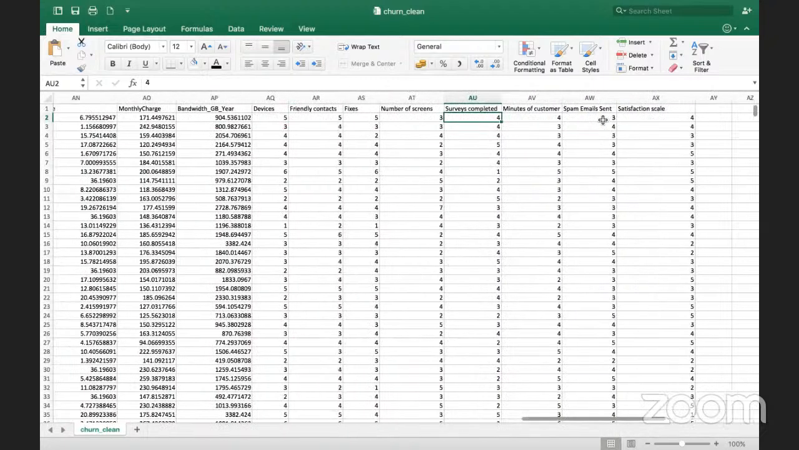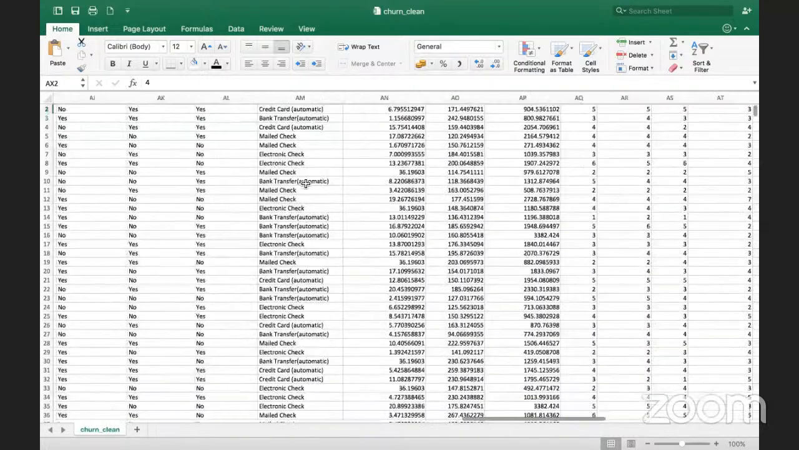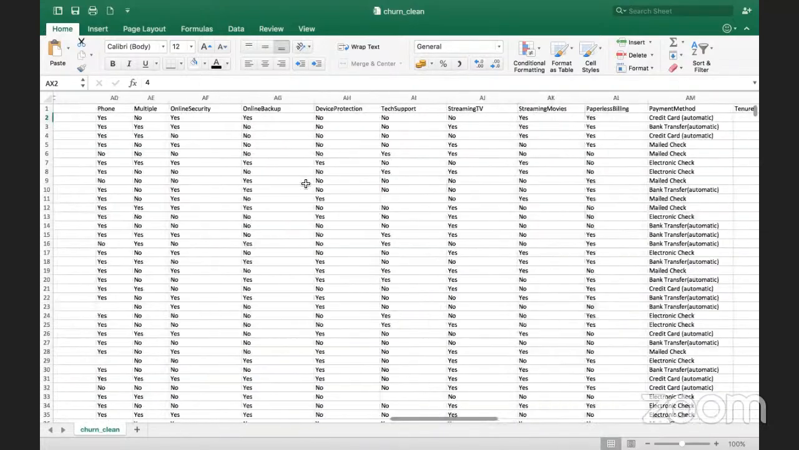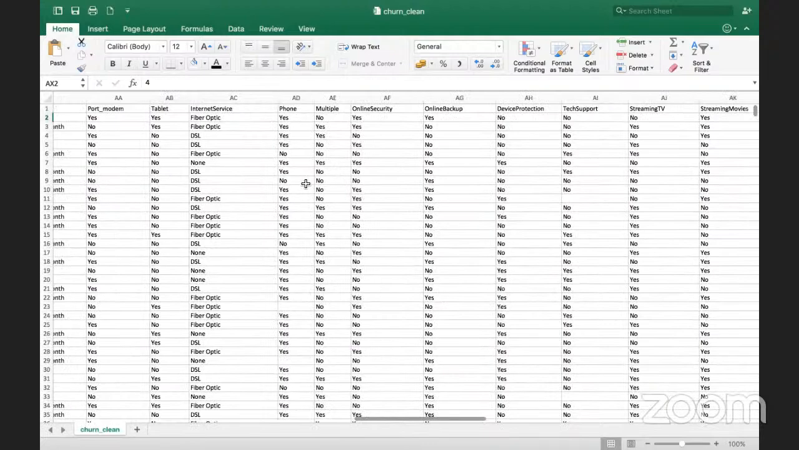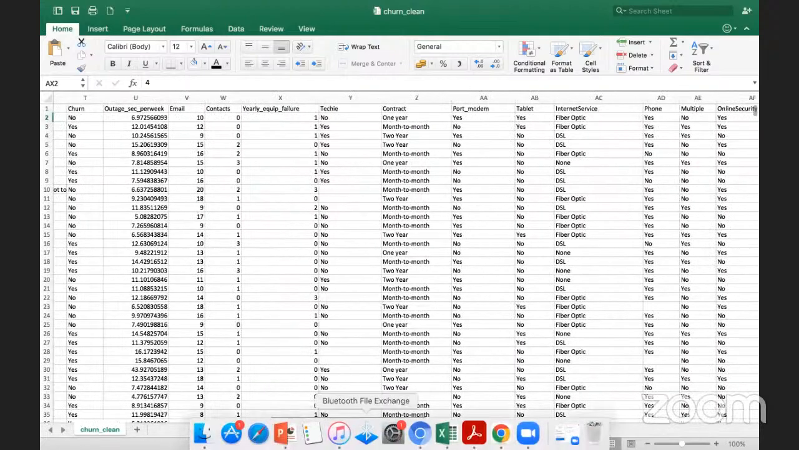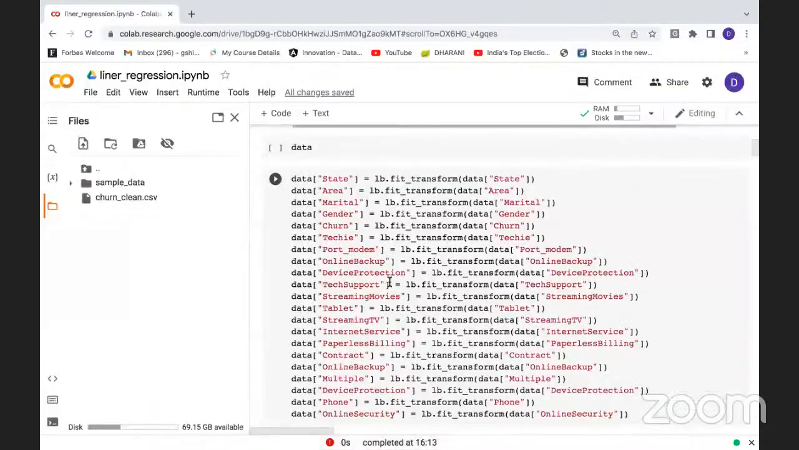surveys completed, right? And what is the connection with the customer, how many spam emails sent, satisfaction scale, how much he is satisfied. Okay, so the chance is there that all these inputs are important or not, we don't know. We should understand, pick them up and do the analysis.